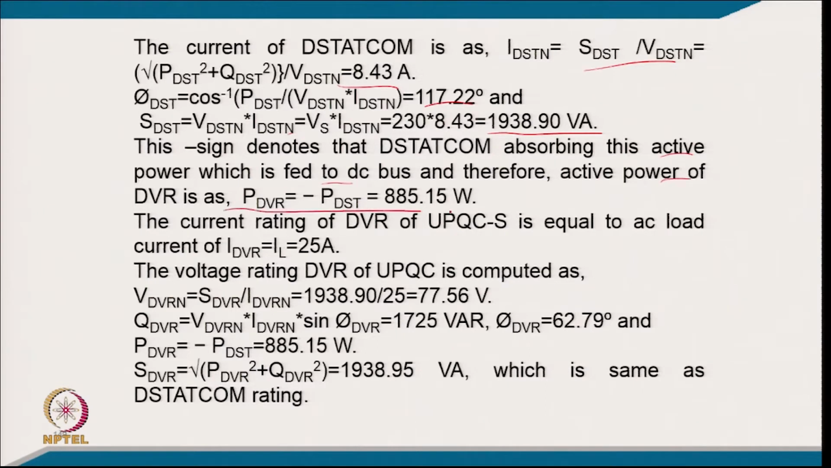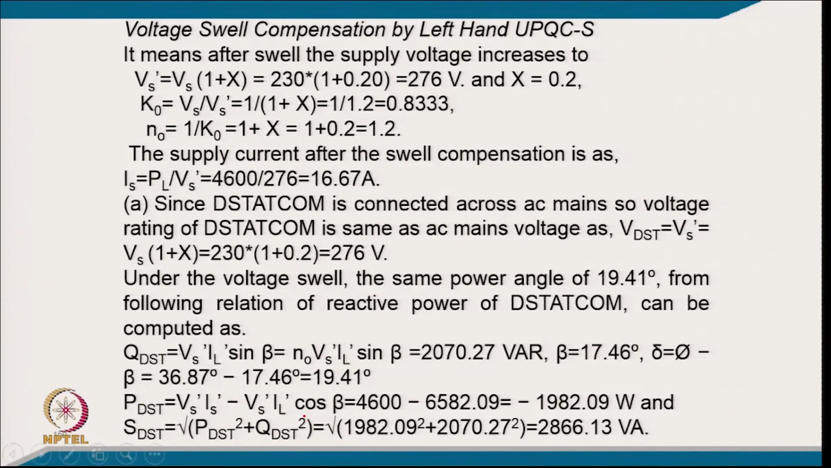Therefore, the active power of the DVR is the same as the DSTATCOM, that is 885.15, and the current rating of the DVR is equal to 25 ampere. The voltage rating of the DVR is computed from here: VA rating divided by current, so it is 77.56. The reactive power rating of the DVR is 1725, so phi DVR equals 6.79 and P DVR is 885. So the DVR rating comes to 1938, which is the same as the DSTATCOM rating.